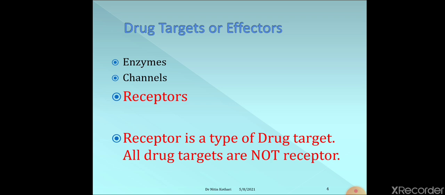These targets are called effectors. The drug may attach to an enzyme, as we have discussed with enalapril. It is an angiotensin converting enzyme inhibitor drug. It is an antihypertensive drug. It attaches to a particular enzyme, angiotensin converting enzyme, that converts angiotensin 1 to angiotensin 2. This enalapril binds to this enzyme.